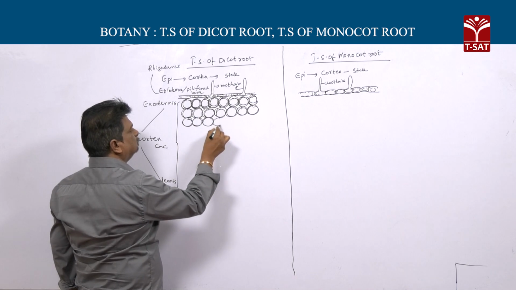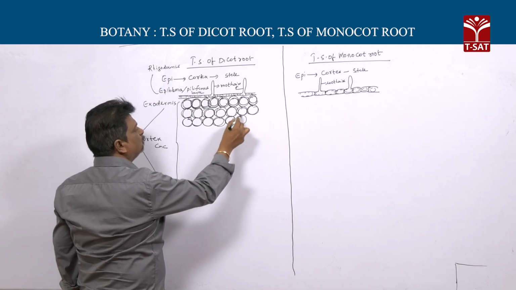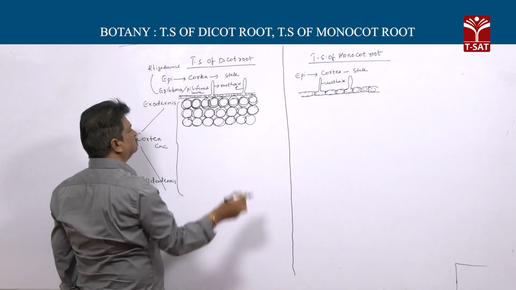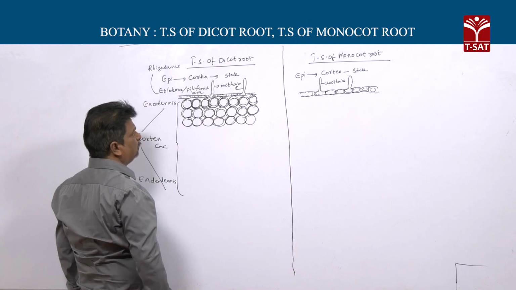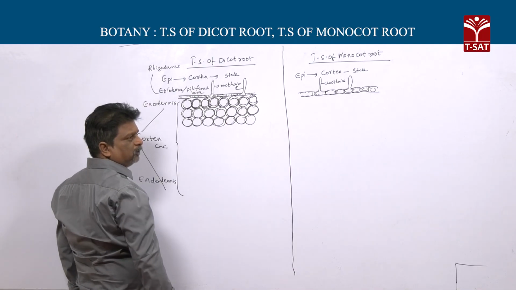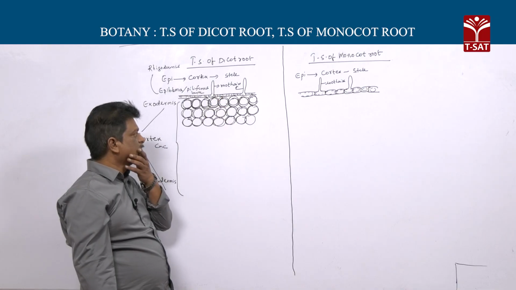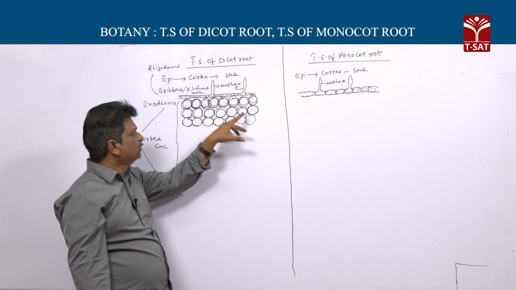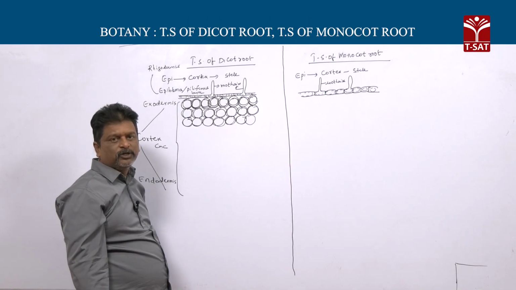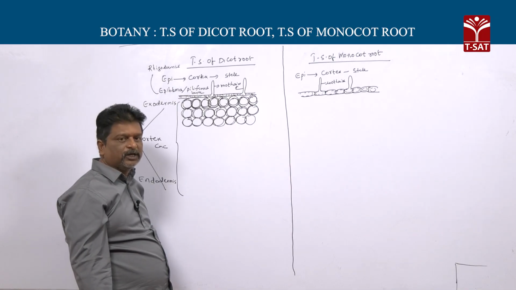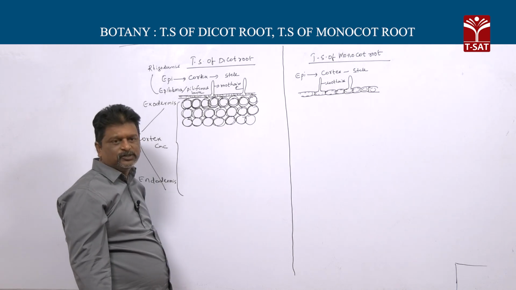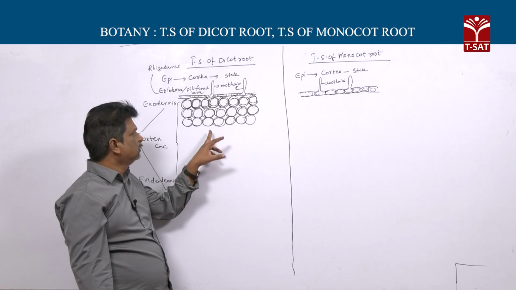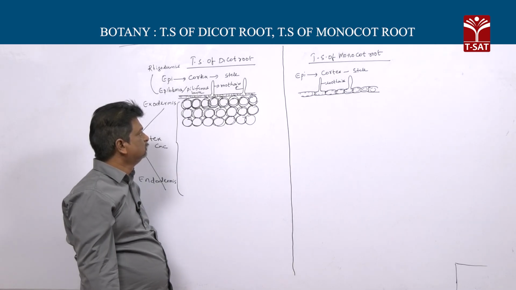In dicot root, exodermis is 2 to 3 layered. Then, function of exodermis. If epidermis is ruptured, it means old root. In old root, if epidermis is ruptured, this exodermis acts as protective layer. And second one, because of suberin, it prevents leakage of absorbed water. That is exodermis.